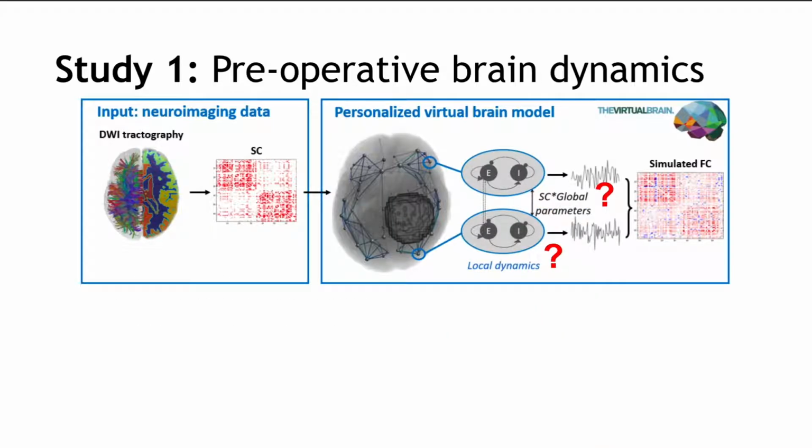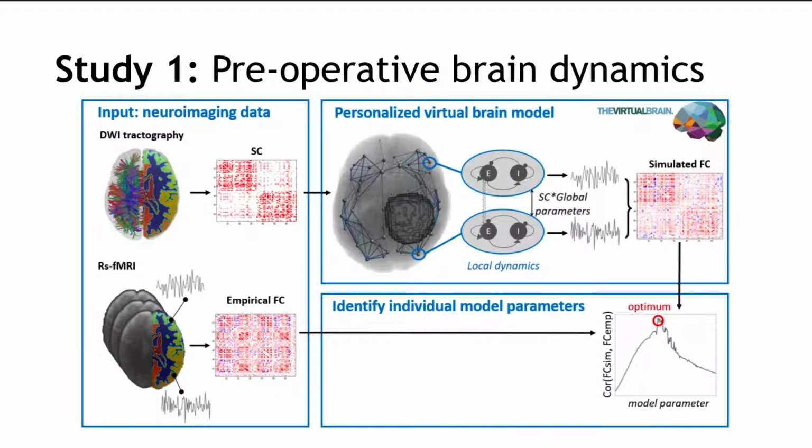In the first study, we then explored whether we can use the same model of brain functioning for healthy subjects and brain tumor patients. In particular, we investigated optimal model parameters in the brain tumor patients before tumor surgery compared to healthy controls. To this end, we conducted a parameter space exploration. Specifically, we simulated brain dynamics with a range of parameter values for the global coupling and compared the resulting simulated functional connectivity matrices to the empirical functional connectivity to identify the parameter value that maximized the correspondence between both.